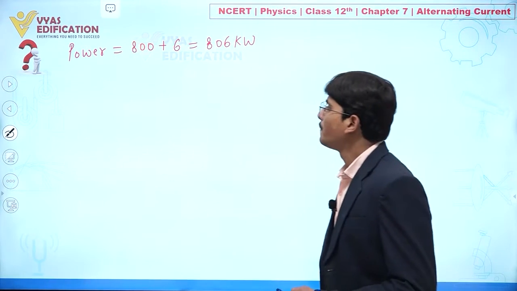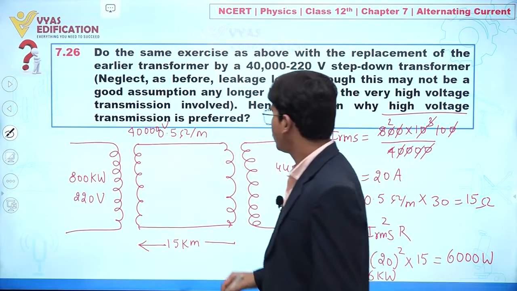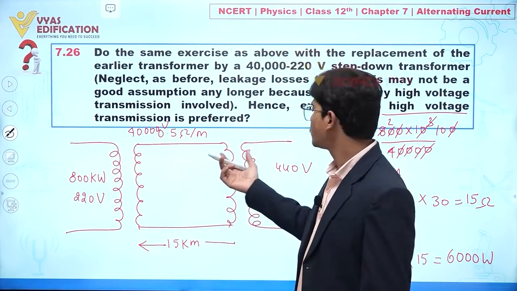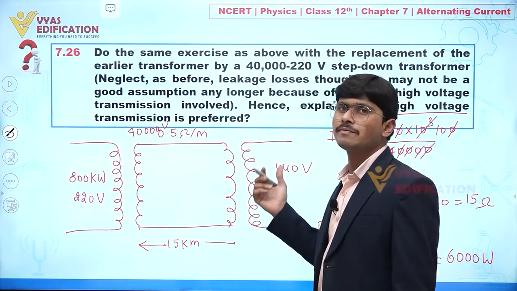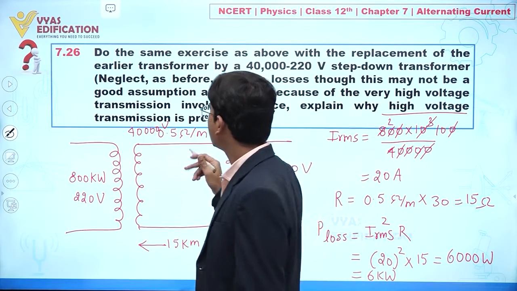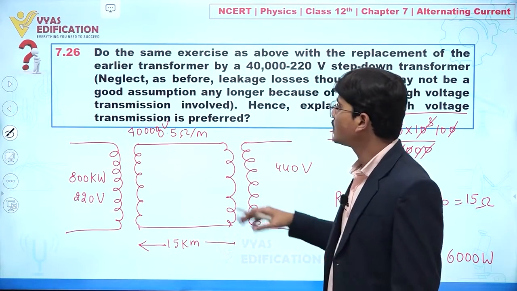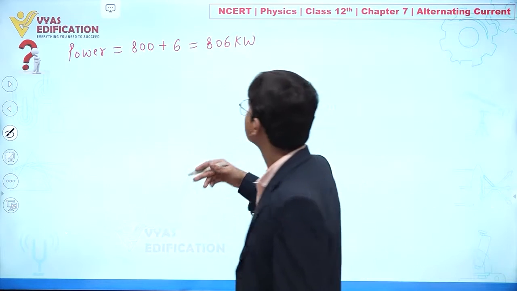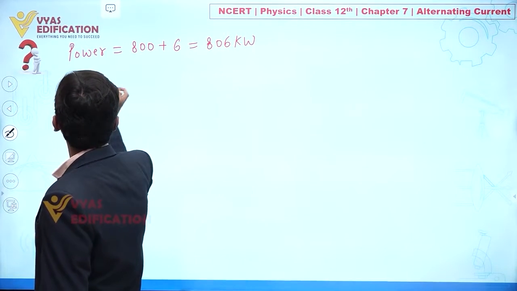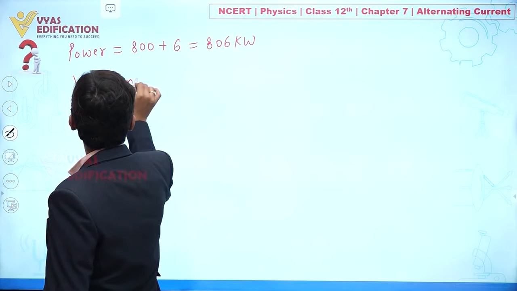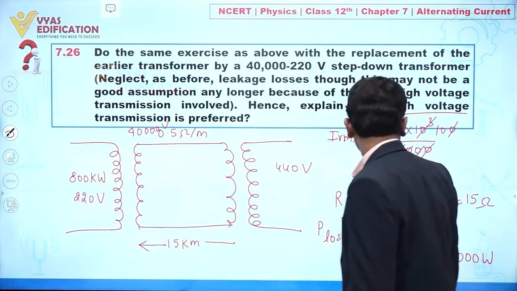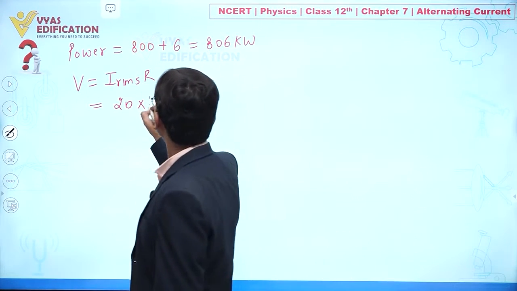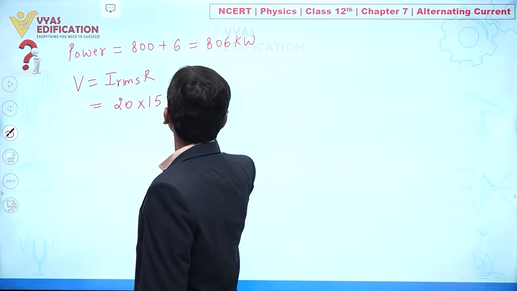Clear to you? Now let's suppose we want to know, since for that we are using a step up transformer, what is the rating of that step up transformer? How can we calculate the total potential drop? Yes, we can write like this. Potential drop is given by IRMS multiplied with R. IRMS we have, this is 20 ampere, and the resistance is given to you as 15 ohm. So we are getting 300 volt.